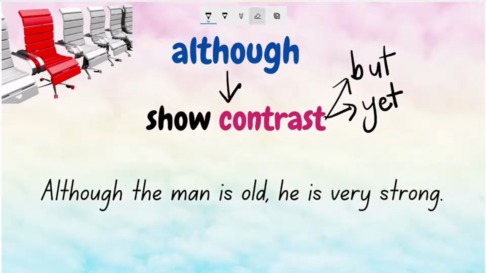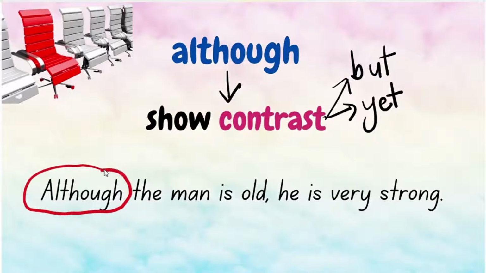In this sentence, although is used in front of the sentence, digunakan di hadapan ayat. Okay, can you use but and yet in front of a sentence in the beginning? Boleh tak gunakan perkataan but and yet di hadapan? No, you can't use that.